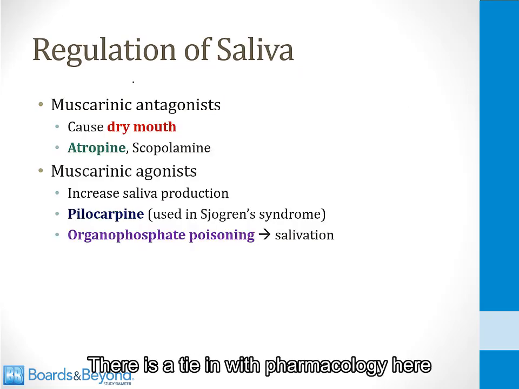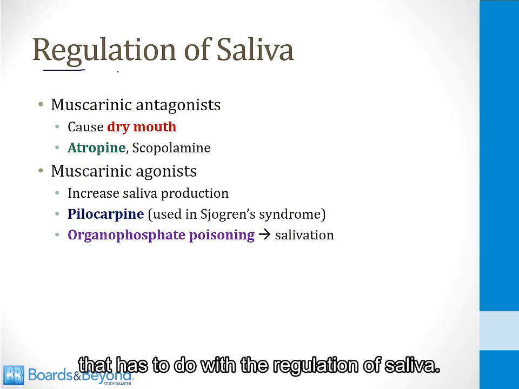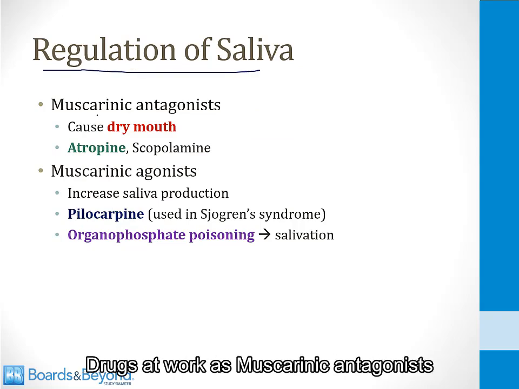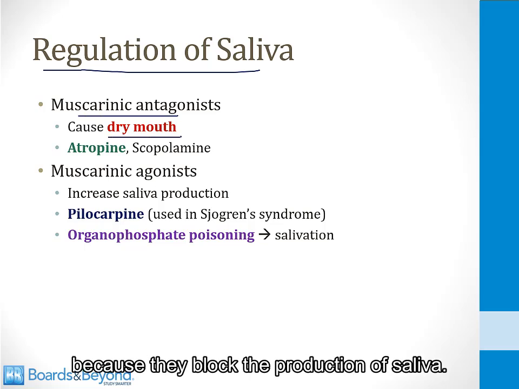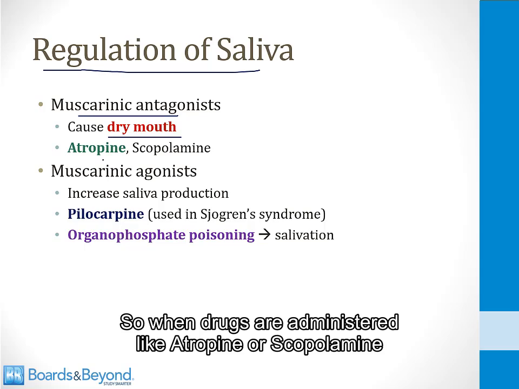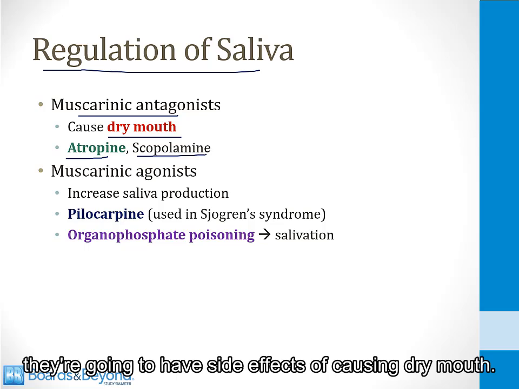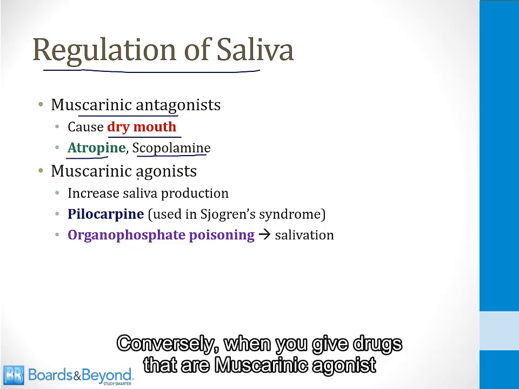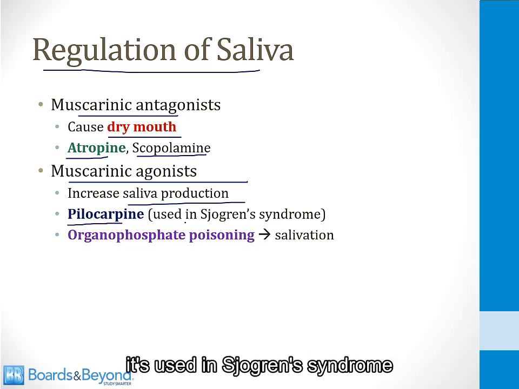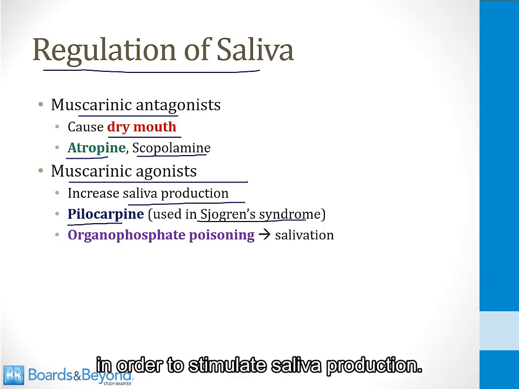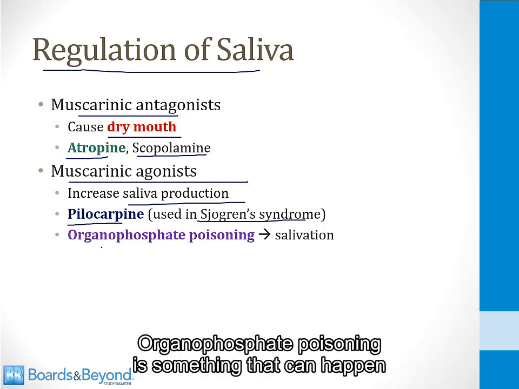There's a tie-in with pharmacology here that has to do with the regulation of saliva. Drugs that work as muscarinic antagonists are going to cause dry mouth because they block the production of saliva. So when drugs are administered like atropine or scopolamine, they're going to have side effects of causing dry mouth. Conversely, when you give drugs that are muscarinic agonists, these will increase saliva production. So for example, pilocarpine is a muscarinic agonist. It's used in Sjogren's syndrome in order to stimulate saliva production.